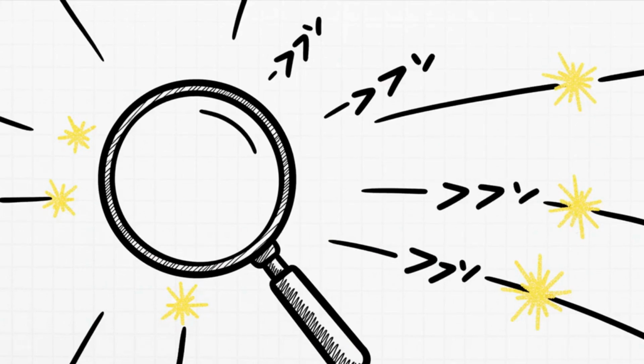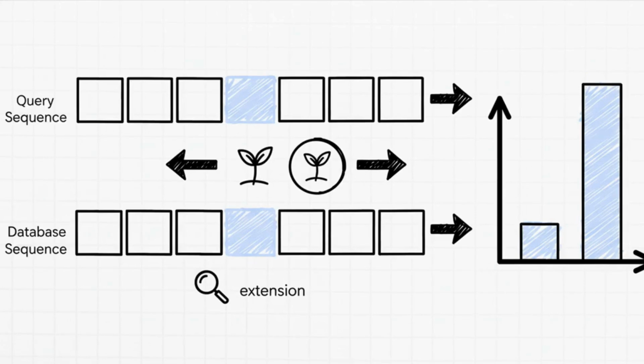Next up, the scan. Now that it has this optimized list of high-scoring words, BLAST just flies to the database, looking only for exact matches from that list. This is the heart of its speed. It's not trying to align anything big yet. It's just looking for these tiny, promising starting points. We call them seeds.